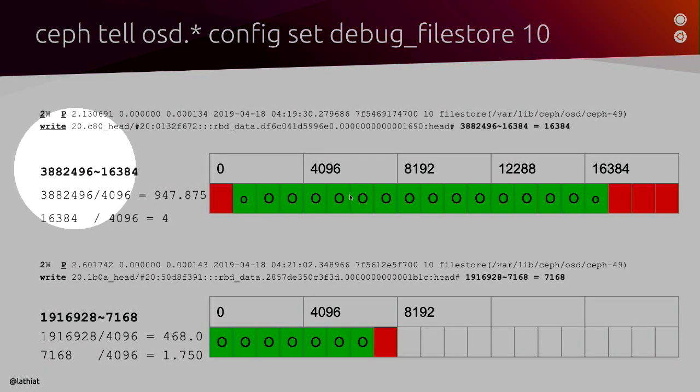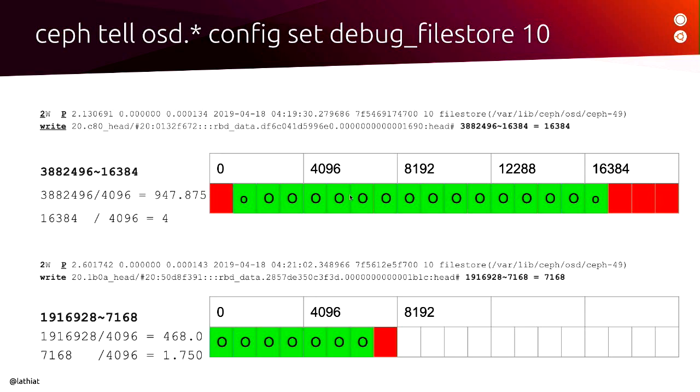And so we can just do some simple math. So we can take the offset into the disk and divide it by 4,096. And if we had an even number, that means it is aligned to 4,096 byte increments, so it's in 4K chunks. But because it's not, you'll see it's not a whole number, 947.875. That means our write is offset. It's not in a 4 kilobyte chunk. It starts partway into a 4 kilobyte chunk.